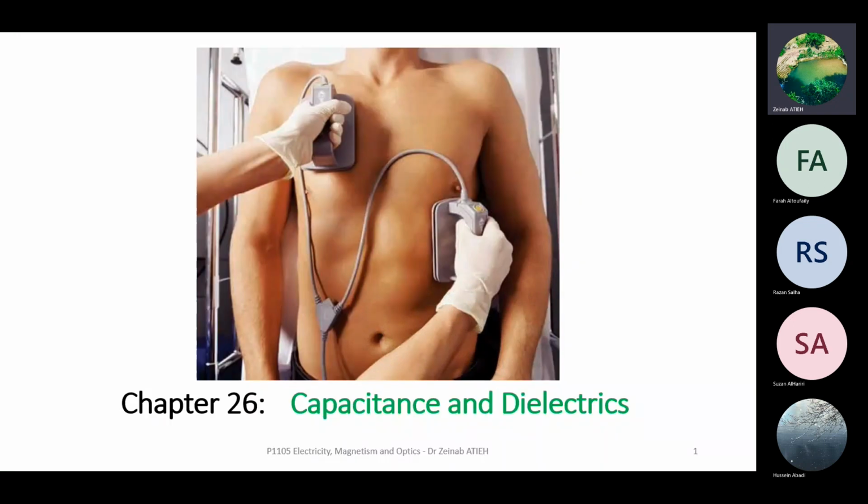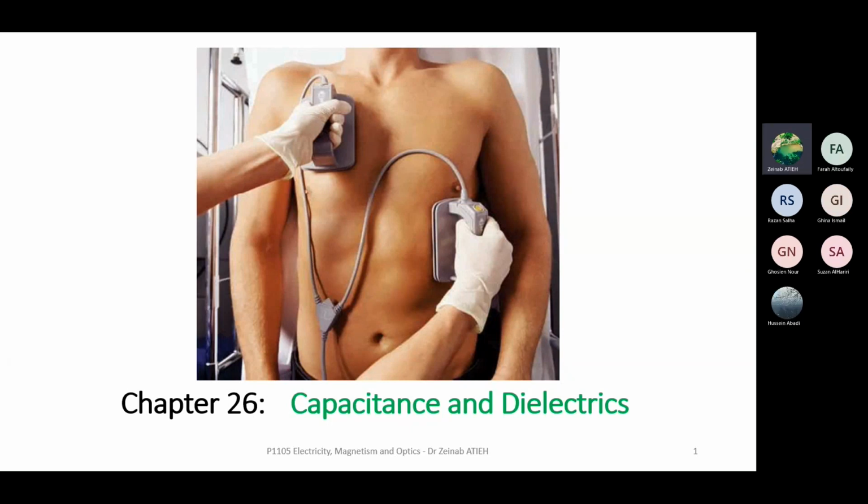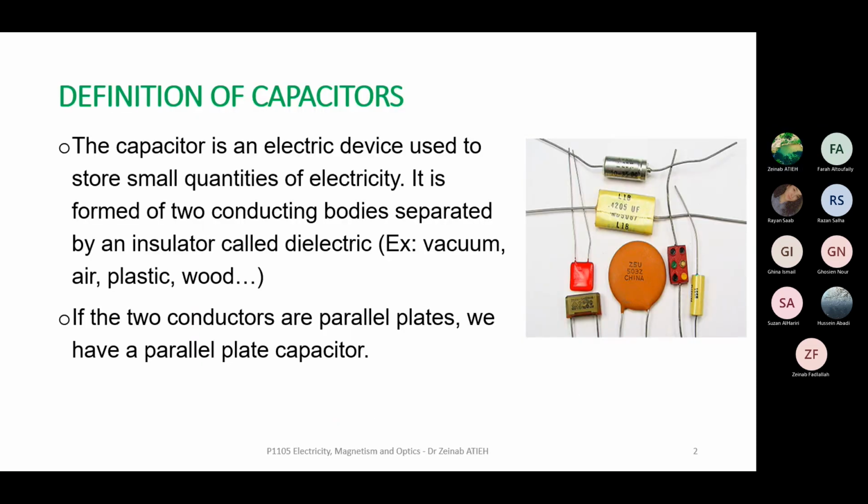Today we are going to explain a new lesson, Capacitance and Dielectrics, which is chapter 26 in the Serway book. From its title, it appears that we are going to talk about capacitors. I guess you are all familiar with capacitors. It's not a hard topic, it's an easy topic. Okay, so the definition of capacitors.